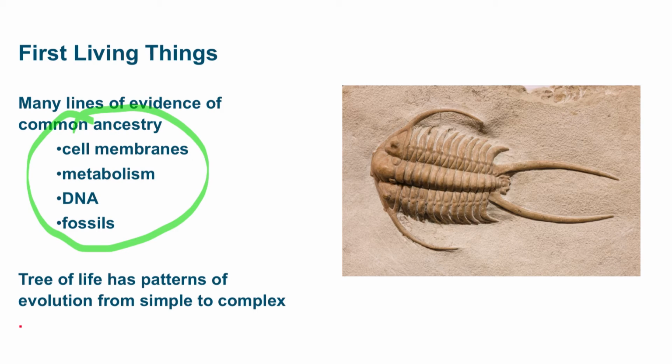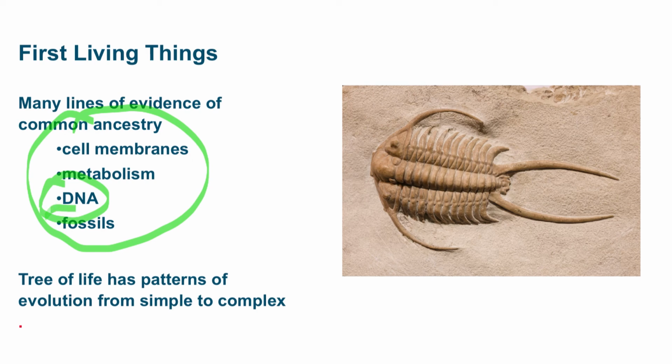Cell membranes are the same among all living things on the planet. Everything from single-celled bacteria to you have the same basic cell membranes. Metabolism is all the same as far as the first steps of metabolism. All organisms can do glycolysis, which we'll talk about in another module as well. DNA is the same among all living things. We've got the same base pairs for everything.